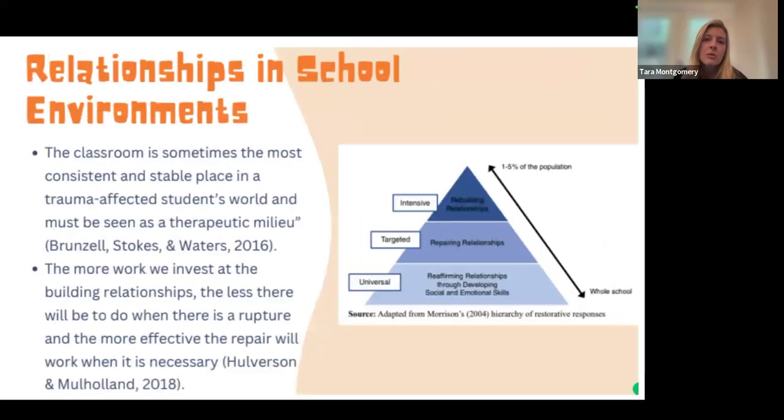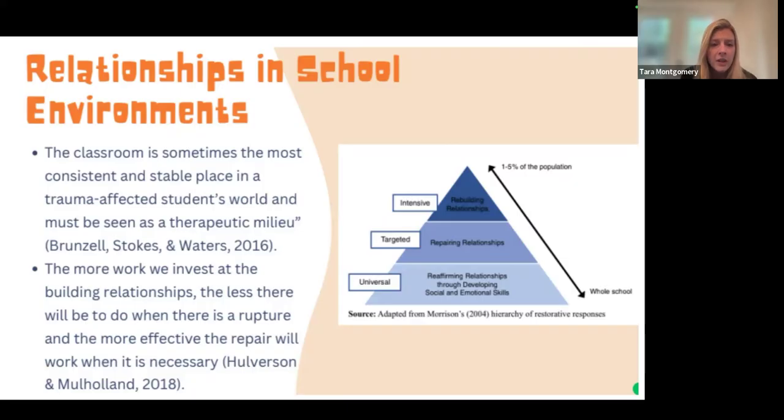So, relationships in school environments, we know that sometimes our students come to school and maybe they don't have the best home life at home. Maybe they come to school and they need that schedule. They need a stable place to learn and build those relationships with their teachers or their friends or their classmates.